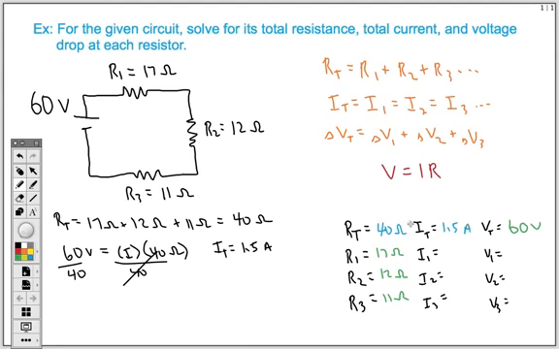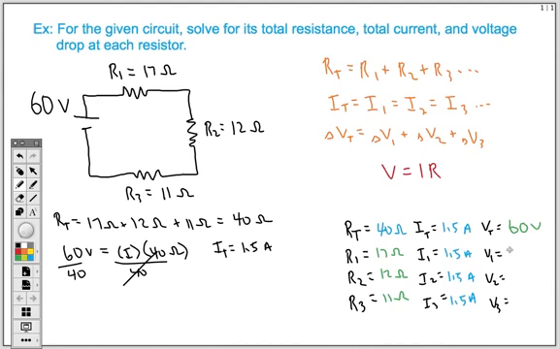Now that we know the total current, let's go back to our rule, which states that the current at every single place is the same. So if my total current is 1.5, well, my current at the first resistor also has to be 1.5. So we can fill in all of these because the current is the same at every single position. Okay.